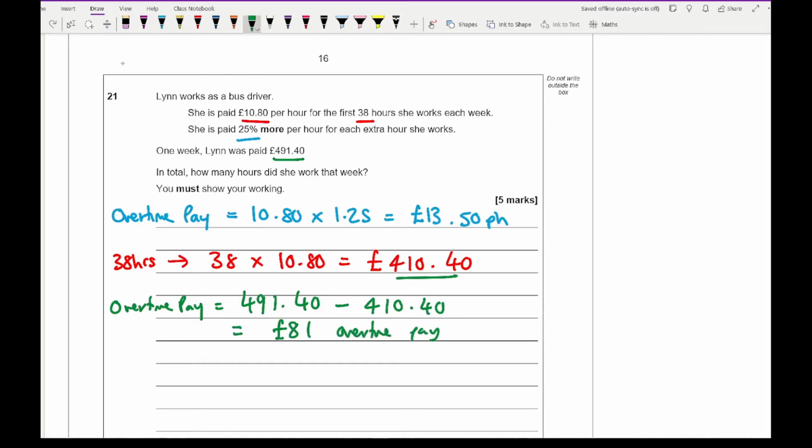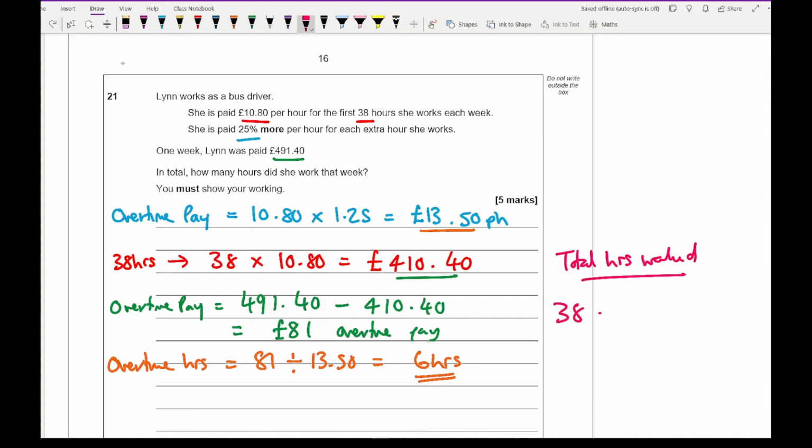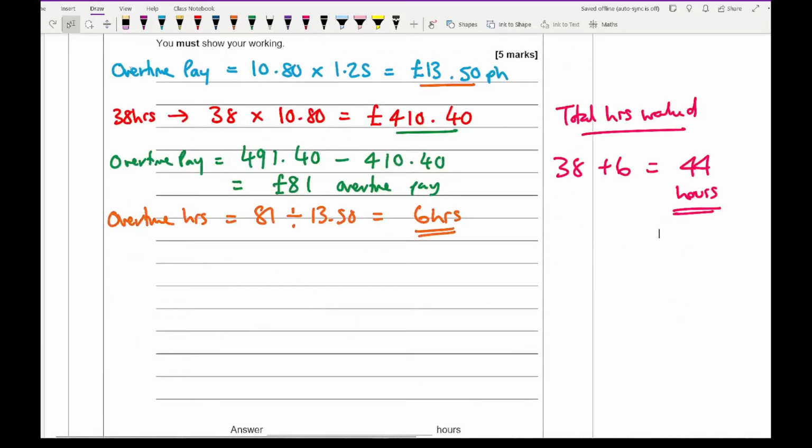Now to work out the overtime hours, let's use a different color here. So the overtime hours is going to be £81 divided by the pay, which is £13.50, and that comes to 6 hours. So then the total hours worked is going to be 38 plus 6, which gives us an answer of 44 hours. And there is our final answer.